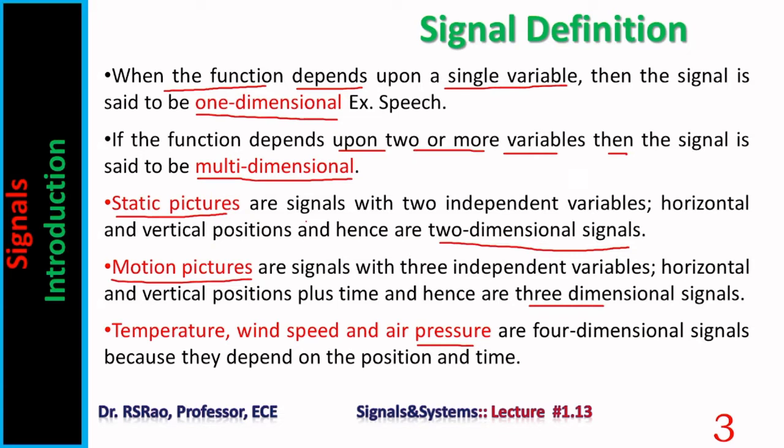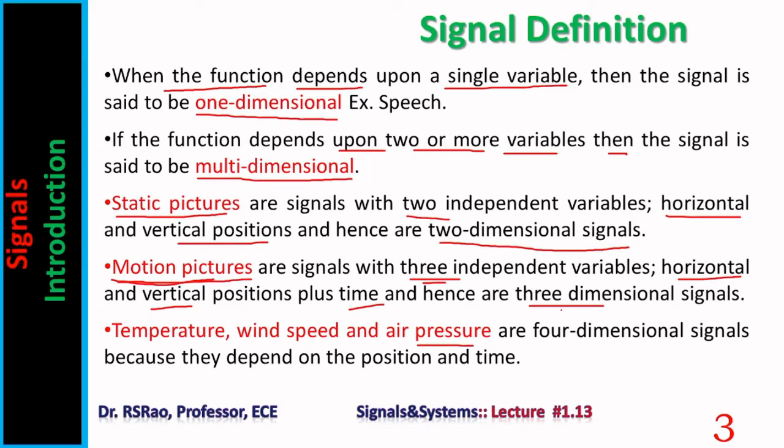In case of static pictures, independent variables are two, horizontal position and vertical position, and hence they are two-dimensional signals. In case of motion pictures, independent variables are three, horizontal position, vertical position plus time. Hence, they belong to three-dimensional signals.